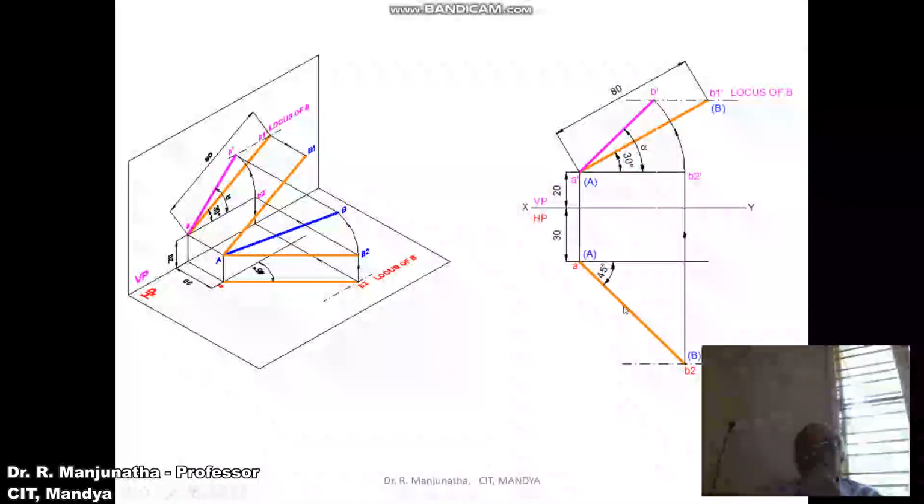Since this is the true length in HP, that line should be parallel to HP. So you draw a vertical projector from B2 to the locus of A in the front view. That means both A dash and B2 dash will be above HP by 20 mm. Then with A dash as center, using the compass, take the radius of A dash B2 dash and draw an arc such that it cuts the locus of B in the front view. You mark this point as B dash and then join A dash B dash with a dark line and measure the angle. This is the apparent inclination with respect to HP, which is alpha.